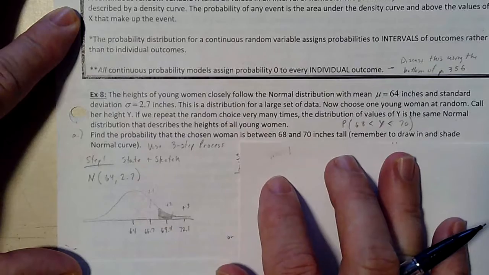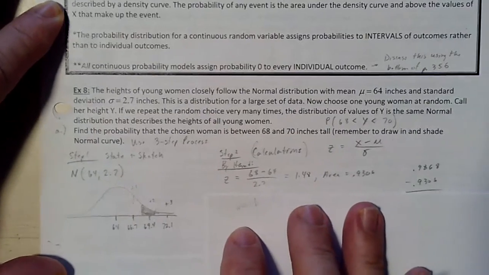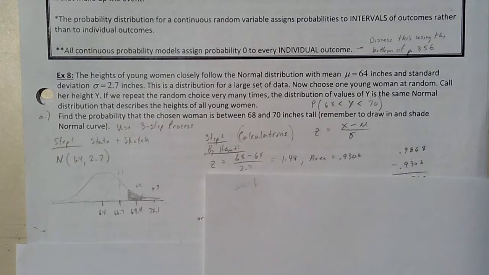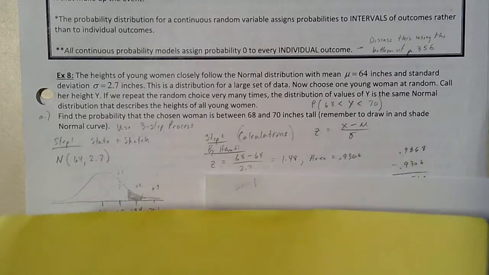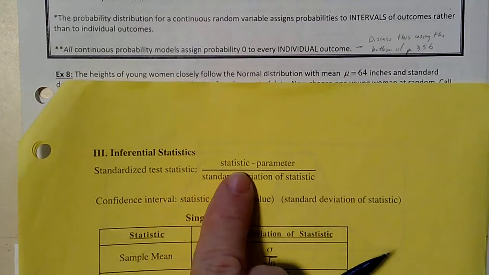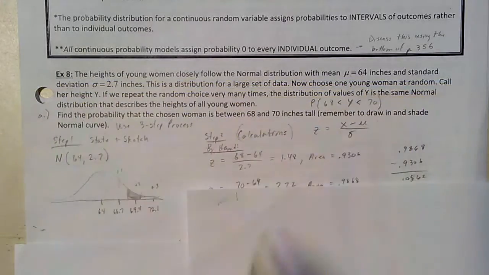Okay, now how do we find the area under the curve? So by hand, we can find the z-score. Remember, z-score is x minus mean over the standard deviation. All right, which is kind of in words on your yellow sheet as well. Standardized test statistic, z-score, is the statistic minus the parameter, or mean, over the standard deviation.